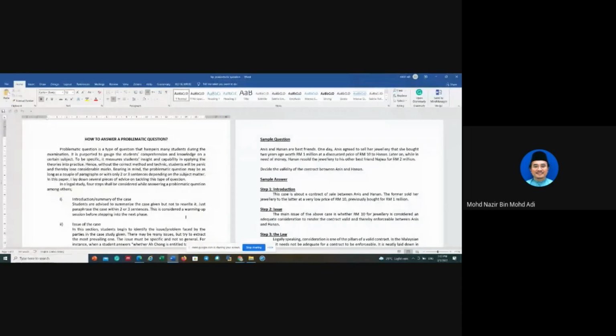Okay. So before that, I will explain to you what a problematic question is. A problematic question is a type of question that hampers many students, of course, during the examinations. It is purported to gauge the students' comprehension and knowledge of a certain subject. To be specific, it measures student insights and capability in applying theories into practice. All right. So as far as our course is concerned, right?